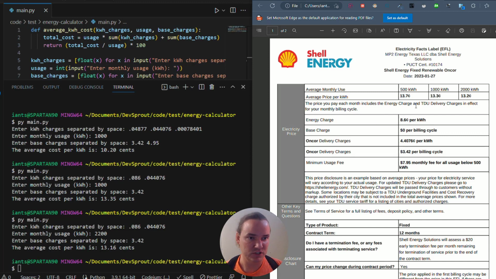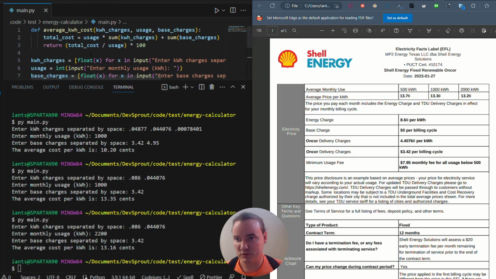Again, these EFL sheets do tell you these are the numbers, basically the averages based on the different tiers of kilowatt hour usage. So they're pretty spot on, but if you wanted to get exact monthly estimates and then compare that to your previous year's bills or something like that, you could with this calculator. So hopefully this is helpful and you learned a little something.